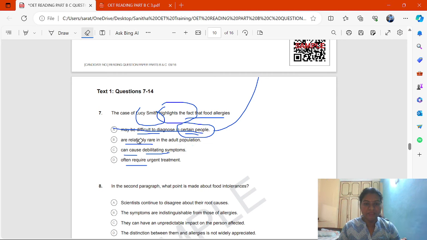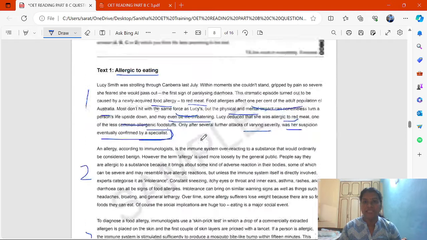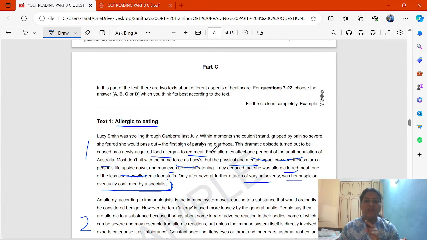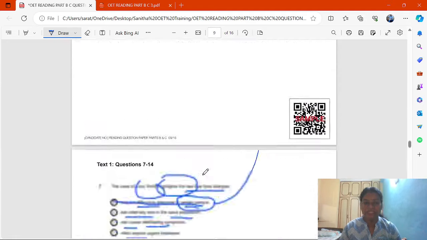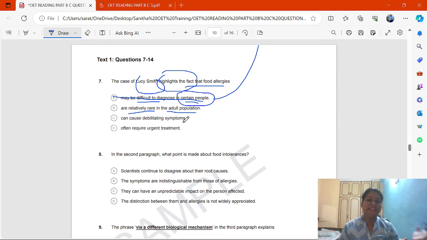Second option: are relatively rare in the adult population. See here, there is one sentence: food allergies affect 1% of the adult population of Australia. That is the point she discussed. What is the option given here? Are relatively rare in the adult population. Is it rare in the adult population? No, it is 1% of the adult population of Australia, like that they said. So this option is also not matching.